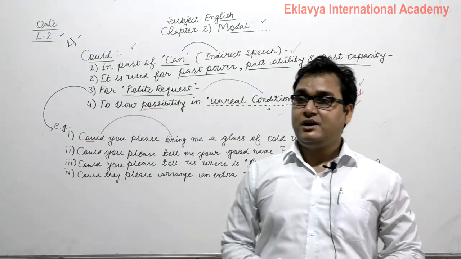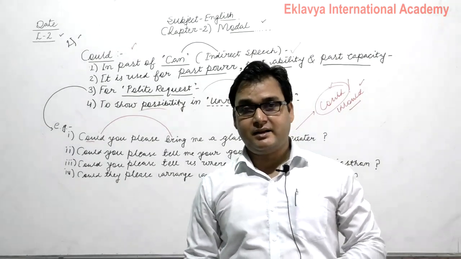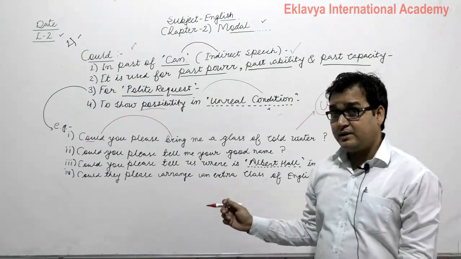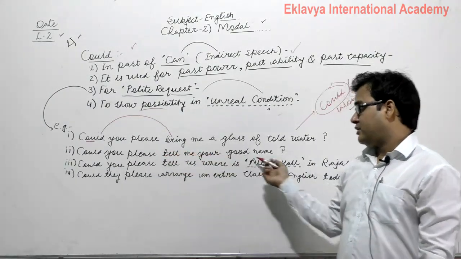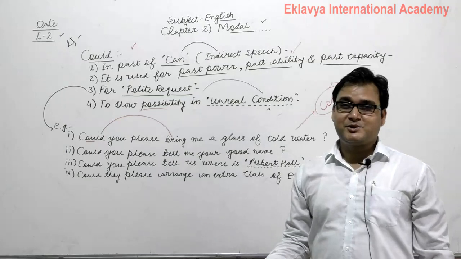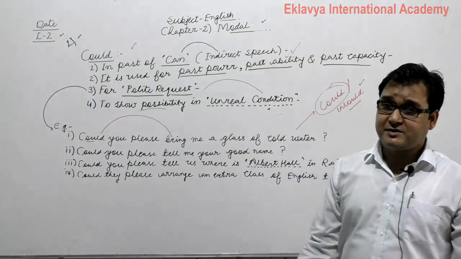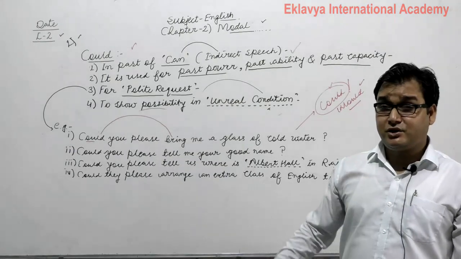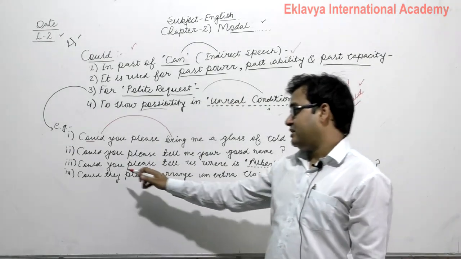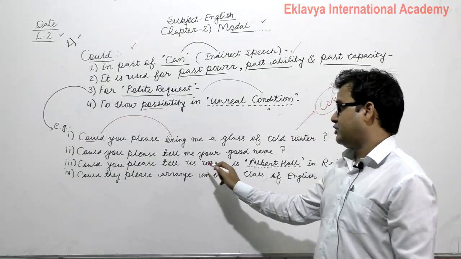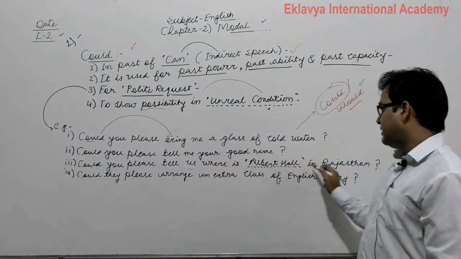Next time, ask, "Could you please tell me your good name?" The other person will feel good. Okay, it will be much better. Could you please tell me your good name, that is, please, will you tell me your name? So where there is politeness, you should use could. Example number 3 is: could you please tell us where is Albert Hall in Rajasthan?